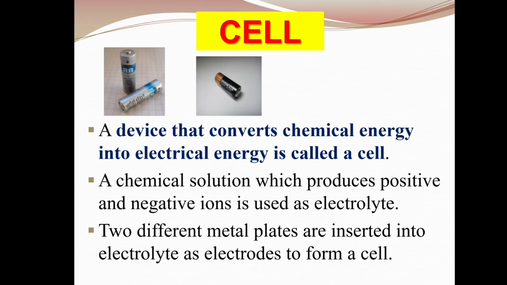So, two different metal plates are inserted into the electrolyte as electrodes to form a cell. What are electrodes? Electrodes are electrical conductors that are used to make contact with a non-metallic part of a circuit. What are non-metallic parts of a circuit? Examples are semiconductor or electrolyte. So, two different metal plates are inserted into the electrolyte as electrodes to form a cell.